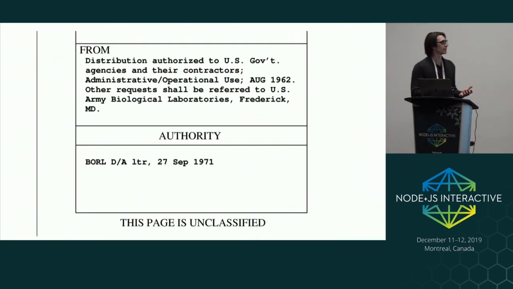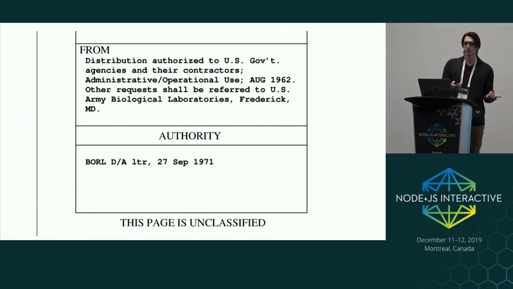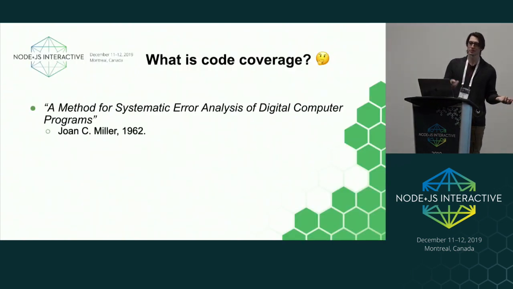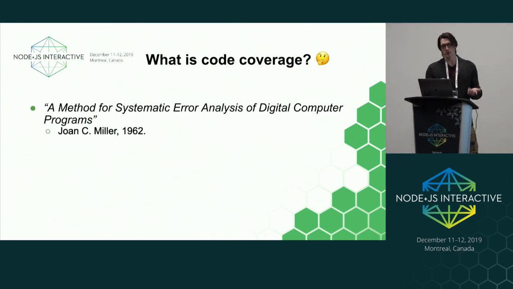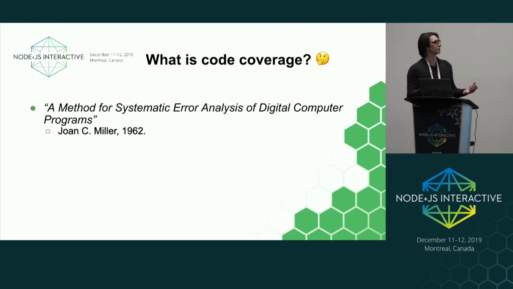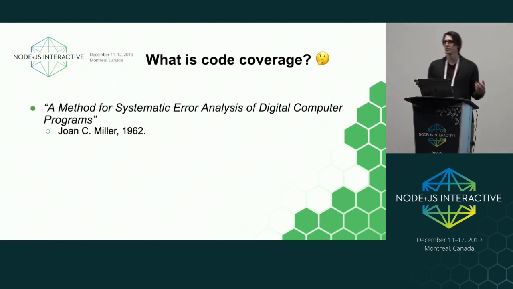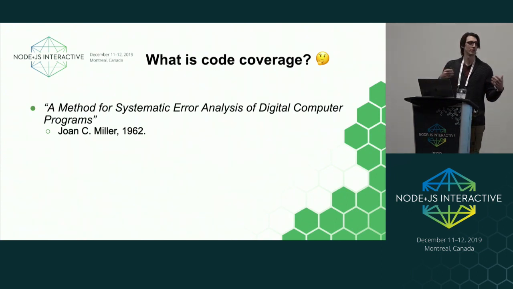As you probably guessed, code coverage was invented in a top-secret Army biological laboratory. This is a joke. You probably didn't guess that, but that's true. It was proposed in a paper called A Method for Systematic Error Analysis of Digital Computer Programs by Joan C. Miller in 1962, declassified in 1971. And what's kind of interesting about this is I was reading the paper, she's actually proposing an approach to using coverage that's really similar to what a lot of people think of when they think of coverage today, which is using it to better expand the test suite that they were using inside that lab, which I think is really neat.